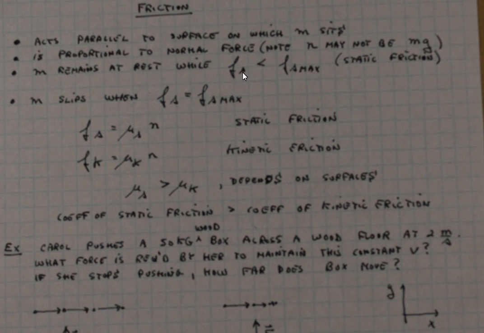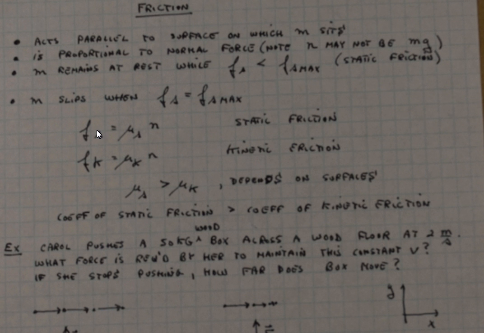force. And the little sub s means static. Static means it's not moving. And so once this maximum frictional force is exceeded, then it starts slipping. Slips, in other words, when F sub s, the frictional force, is equal to this max force. And then one immediately transitions to kinetic friction.